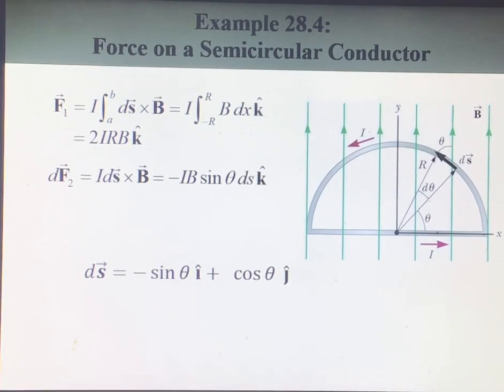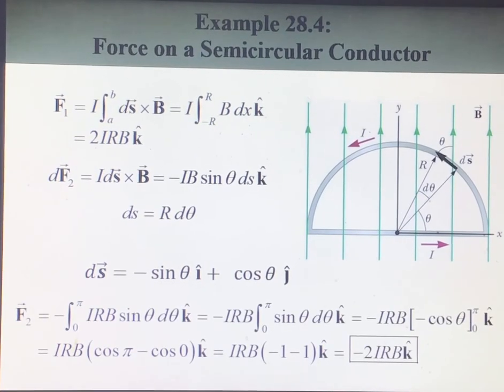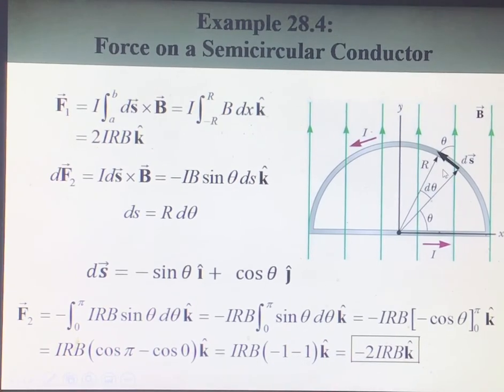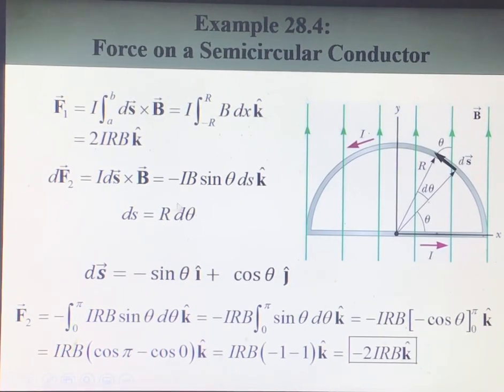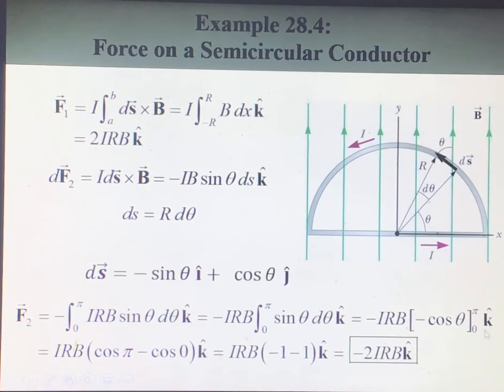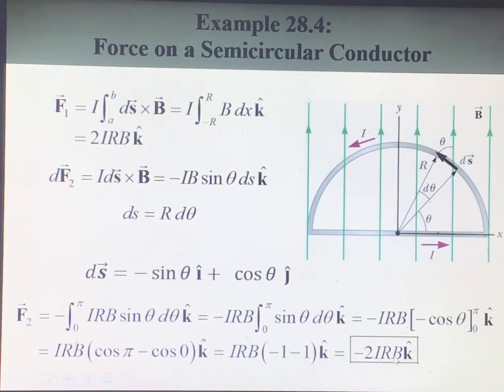All right. Now, if I want to calculate the force that acts on the curved portion of the wire, the very first thing that I need to remember is that my ds has magnitude r times d theta. In terms of the unit vector, it is pointing in this direction right here: negative sine of theta in the i direction plus cosine of theta in the j direction. If you take the cross product of this with the magnetic field, you end up with the negative k hat direction. If you do this integral from 0 to pi, so from 0 up to 180 degrees, then you get negative 2IrB in the k hat direction. So this is a very, very important result.